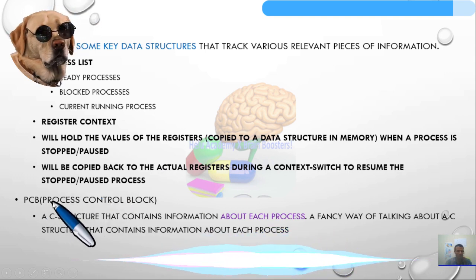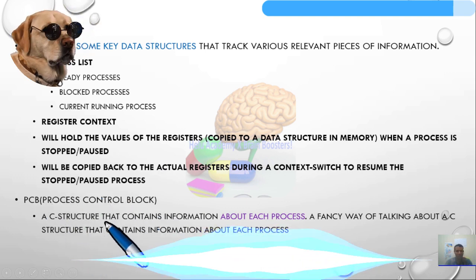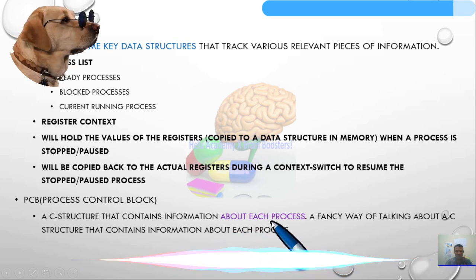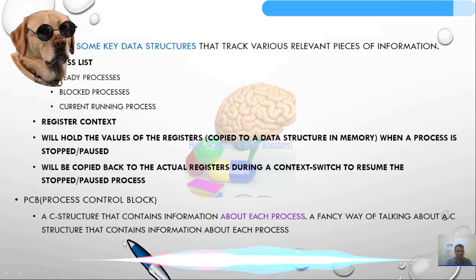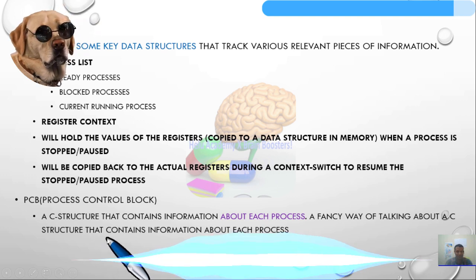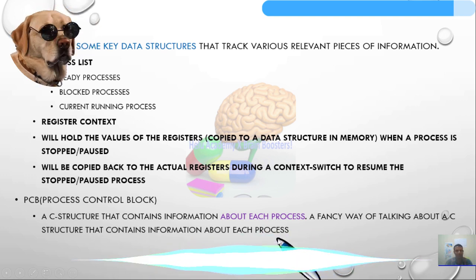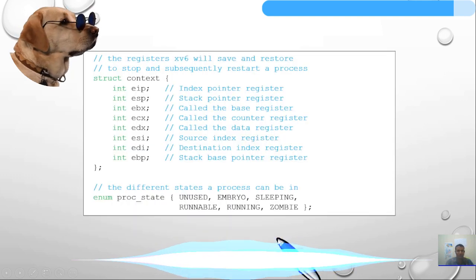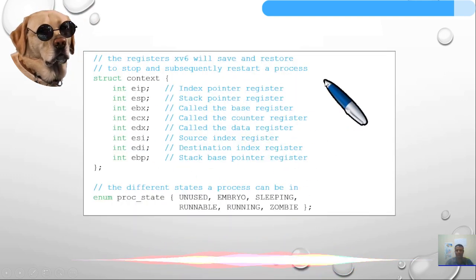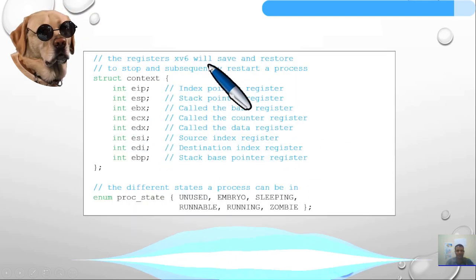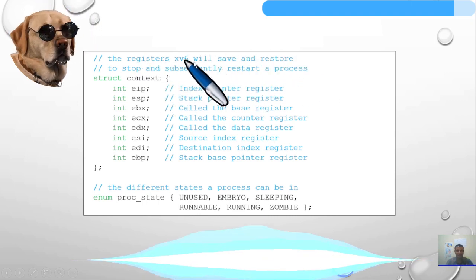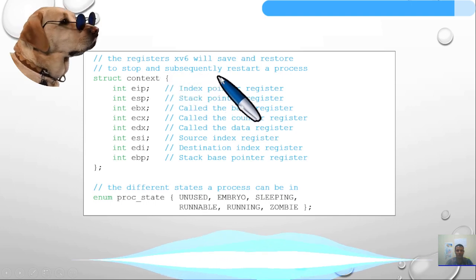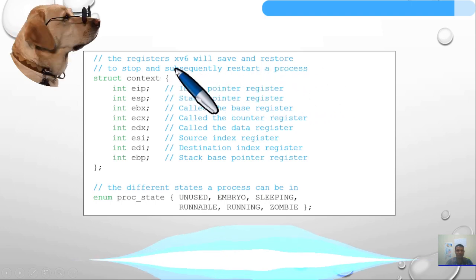And we also have process control blocks. The C structure that contains information about each process, a fancy way of talking about a C structure that contains information about each process. So this is also very important. So this is xv6, an operating system, that saves and restores the registers to stop and subsequently restart a process.